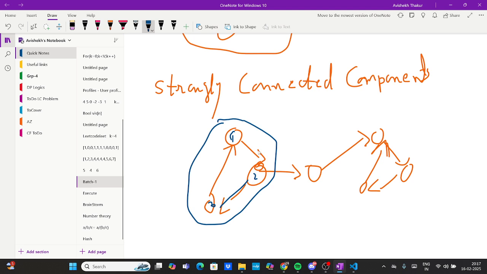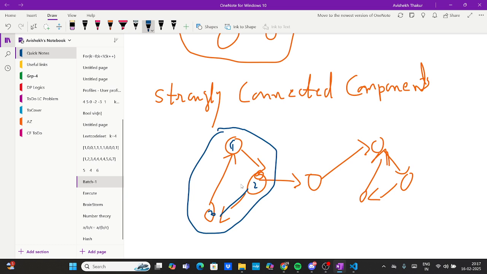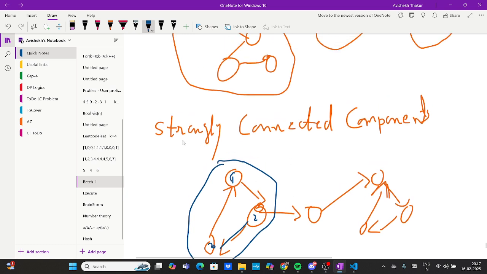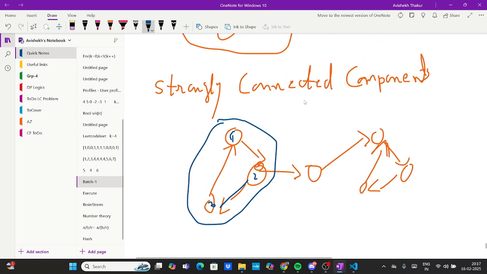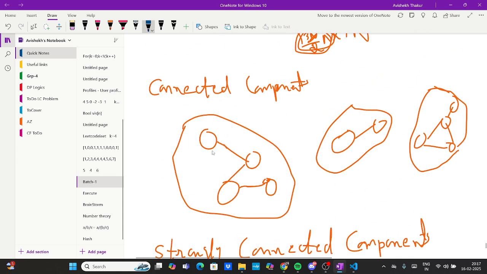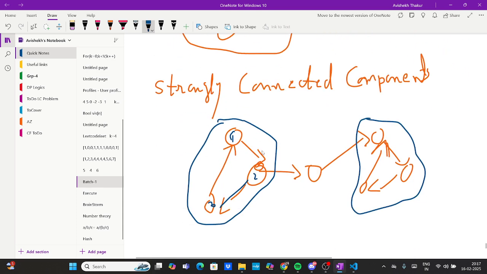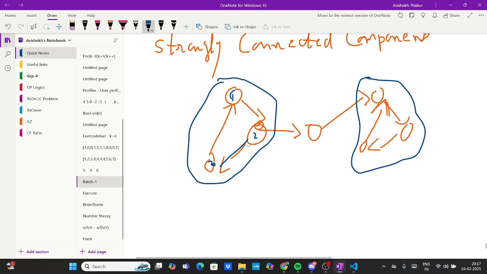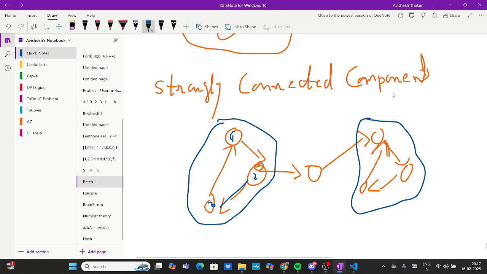So in a directed graph, the concept is not about connected components, it's about strongly connected components. And what's a strongly connected component? Between each pair of nodes you should be able to reach. This is one SCC. Doing this is very easy, but it requires some modifications, and one of the famous algorithms that can easily help you find it is Kosaraju's algorithm. But is SCC, strongly connected components, clear?